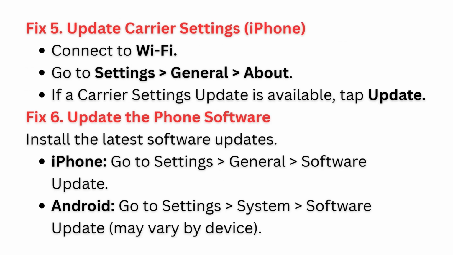Fix 5. Update carrier settings on iPhone. Connect to Wi-Fi, go to Settings, select General, and then go to About. If a carrier settings update is available, tap on Update.